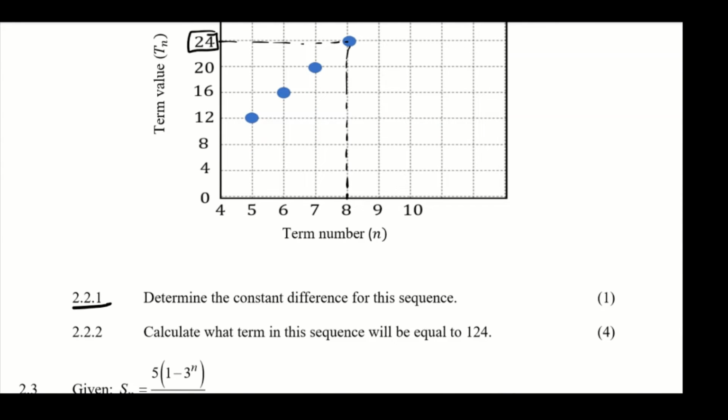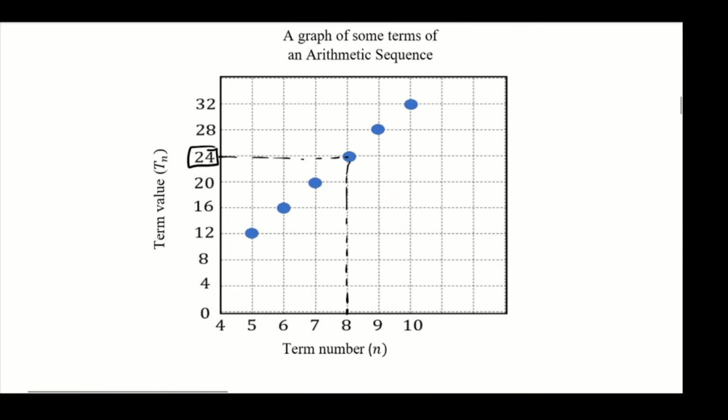Now in 2.2.1 we are asked to determine the constant difference for this sequence. So if you take a look, we're having a sequence here. Term number 5 is equal to 12, term number 6 is equal to 16, term number 7 is 20, term number 8 is 24, term number 9 is 28, and term number 10 is 32.